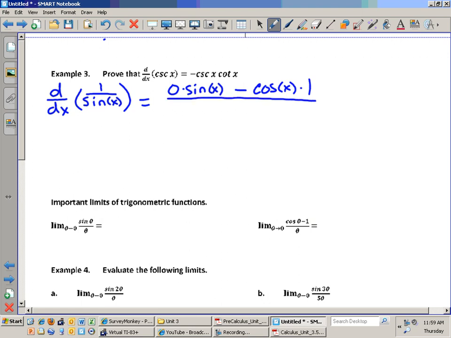All over what? So sine squared of x. What does the top come out to? Negative cosine of x over sine squared of x. Somehow we have to make negative cosine of x over sine squared of x look like negative cosecant cotangent.